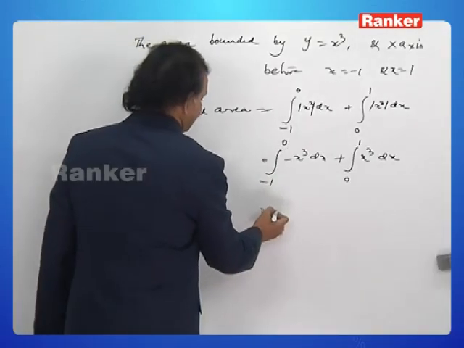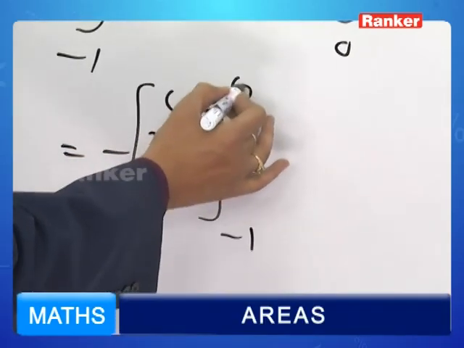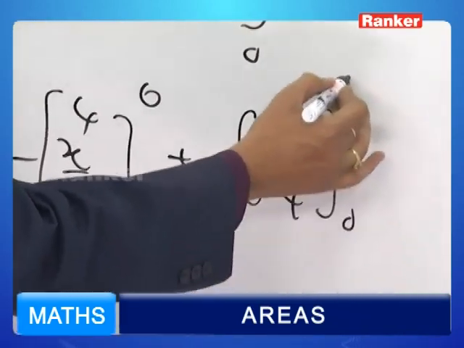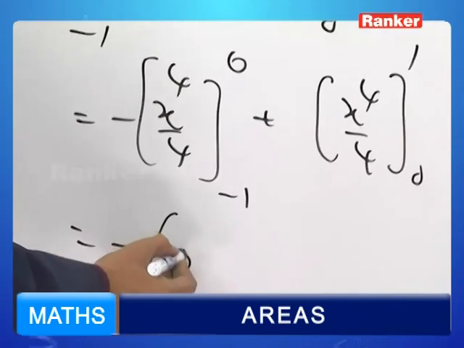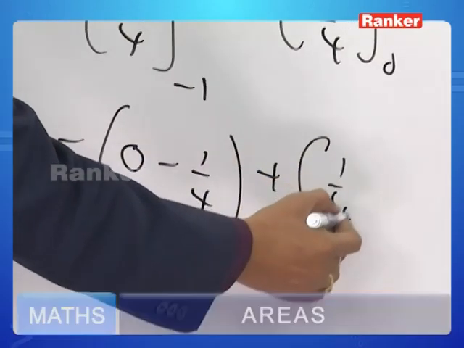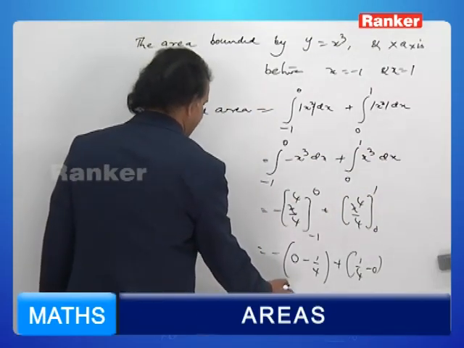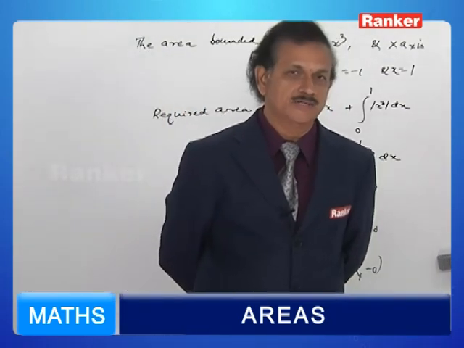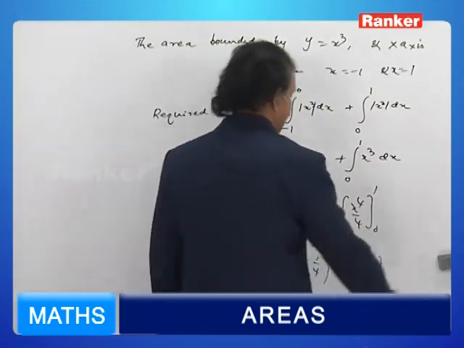What is this integral? Minus x to the power 4 by 4 between the limits minus 1 and 0, and here it is x to the power 4 by 4 between the limits 0 and 1. If you put 0, it will be 0. If you put minus 1, then it is 1 by 4, plus 1 by 4 minus 0. Altogether, minus of minus 1 by 4 is 1 by 4, and 1 by 4 plus 1 by 4 is half. The required area is half. Like that, we will be able to estimate. Well done.